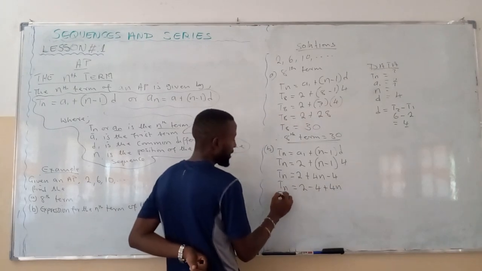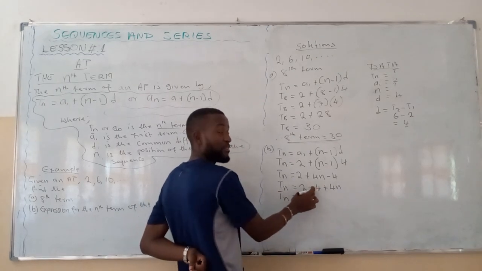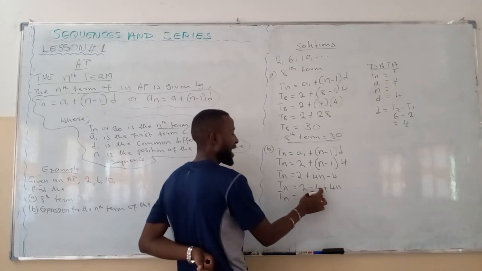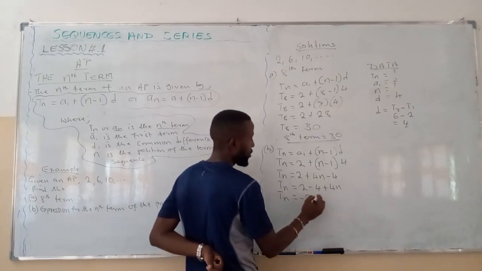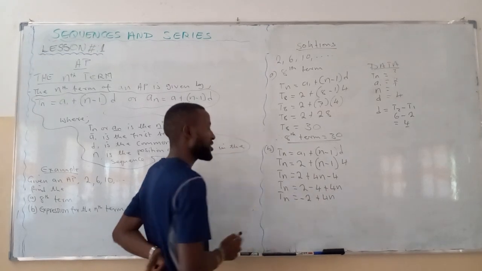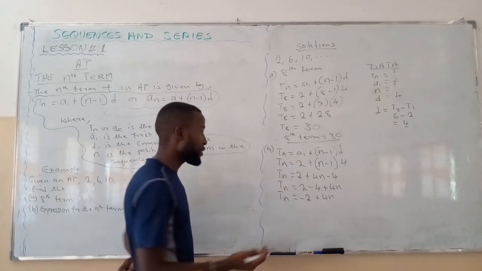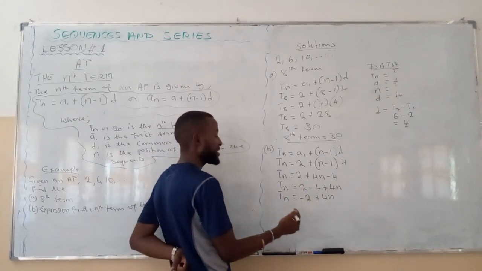Okay, so it will be 2n is equal to, what is 2 minus 4? So we maintain the sign of the bigger number, which is negative, and then we subtract: 2 minus 4 is minus 2. I'll have 2 plus 4n. So as you can see, this is the expression they are talking about, or the formula, because there's nothing you can do. You cannot subtract this or add this, so you end there.